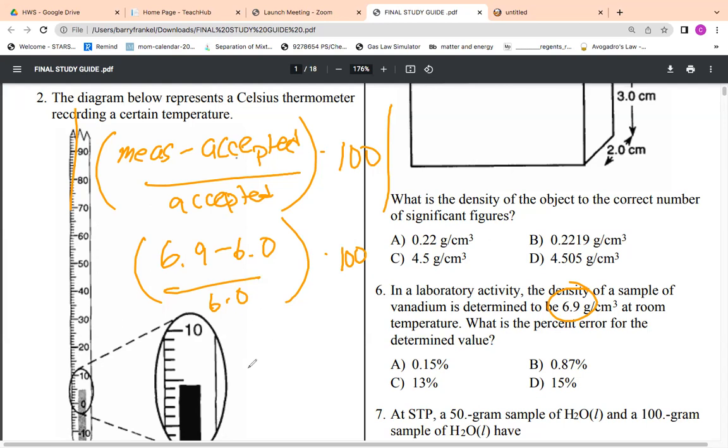And I am getting 15%, okay? When you subtract this and then you divide by 6, you really get 0.15. But again, this shouldn't be in decimals. It's got to be a percent. So you multiply by 100, and that's how we got the 15%. So we're going to go with choice D.